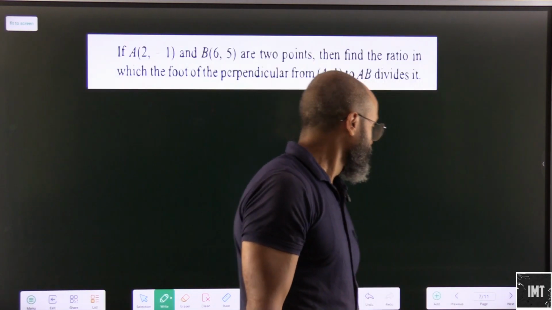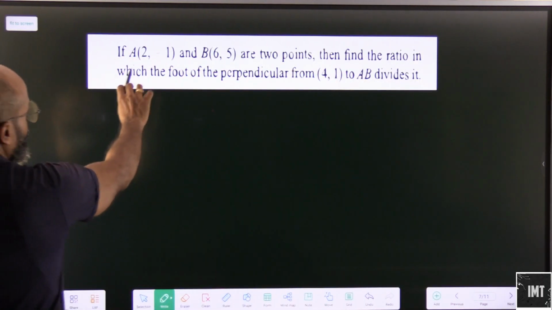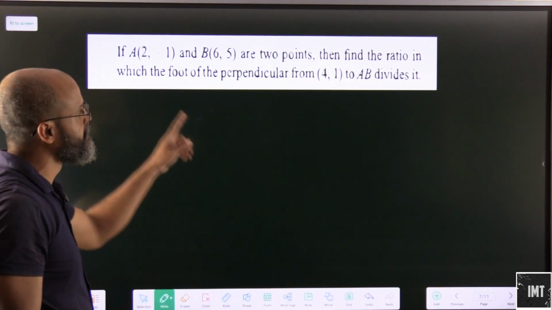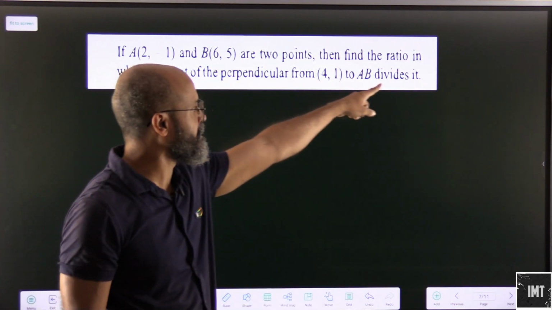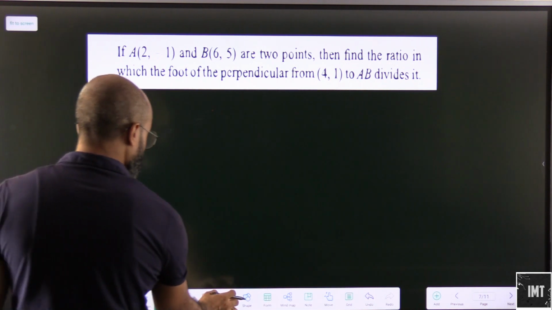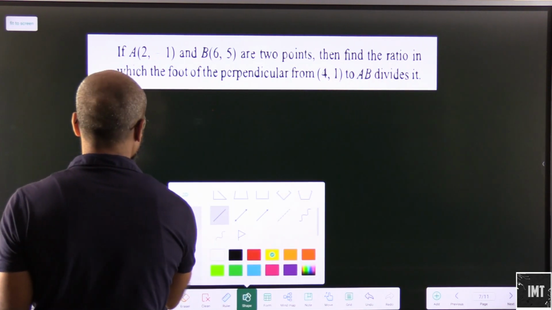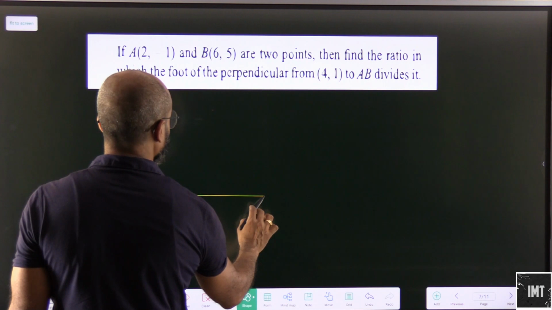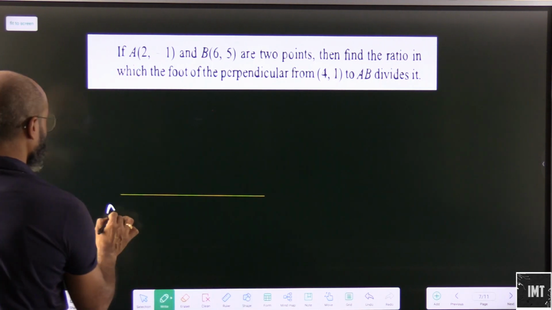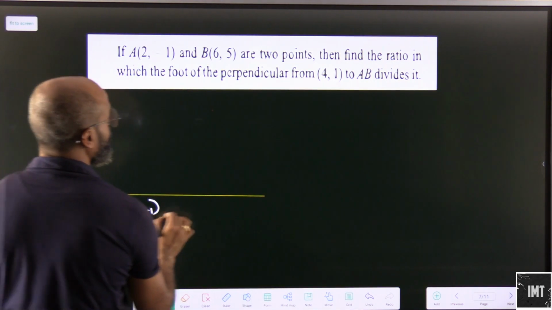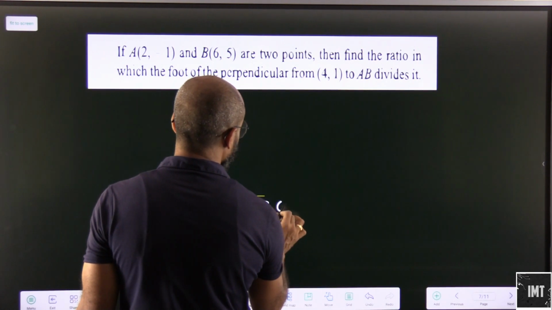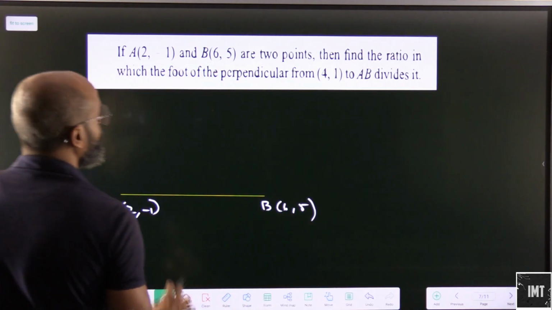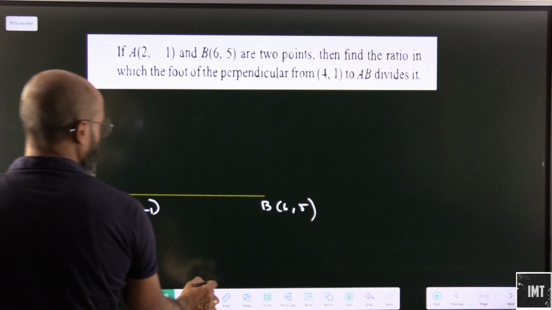Okay, let's move on here. A (2, -1) and B (6, 5) are two points. Then find the ratio in which the foot of the perpendicular from (4, 1) divides it. So these are basically two points; let's take them as A, that is (2, -1), and B, that is (6, 5), and then find the ratio in which the foot of the perpendicular from (4, 1) divides AB.